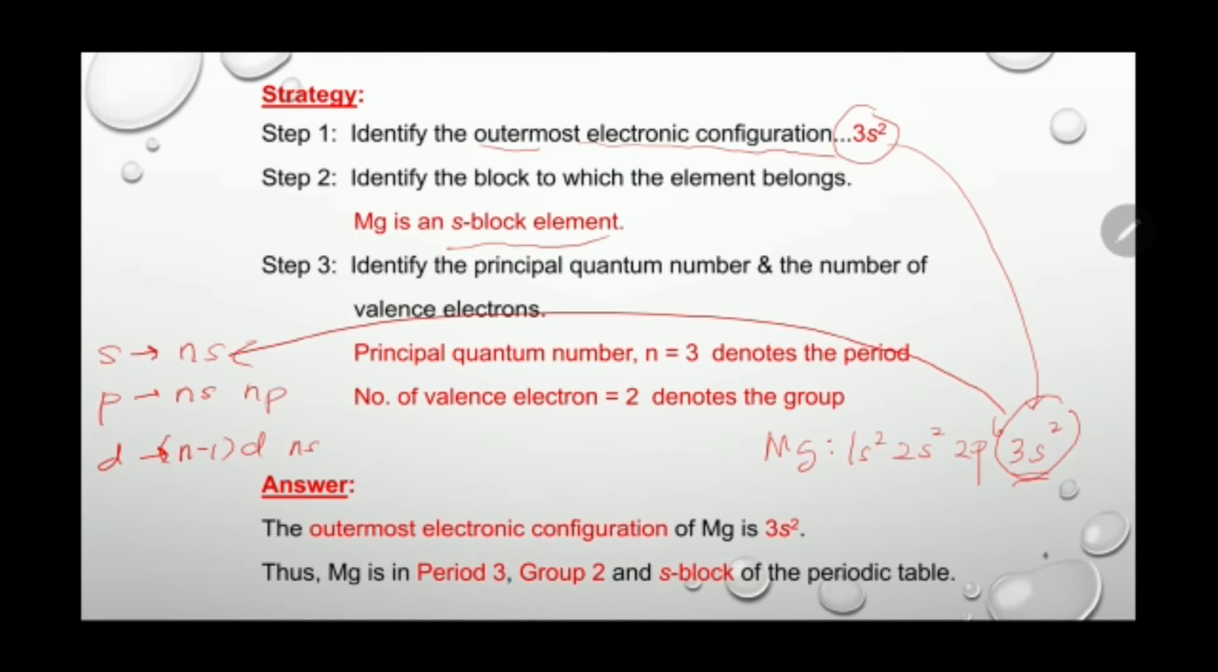Now we need to solve for the principal quantum number, or the period. Because n equals 3, magnesium is in period 3. And what is the number of valence electrons? Here we get 2. The number of valence electrons for magnesium is 2. As a conclusion, the outermost or valence electronic configuration for magnesium is 3s2. Thus, magnesium is in period 3, group 2, and S block.